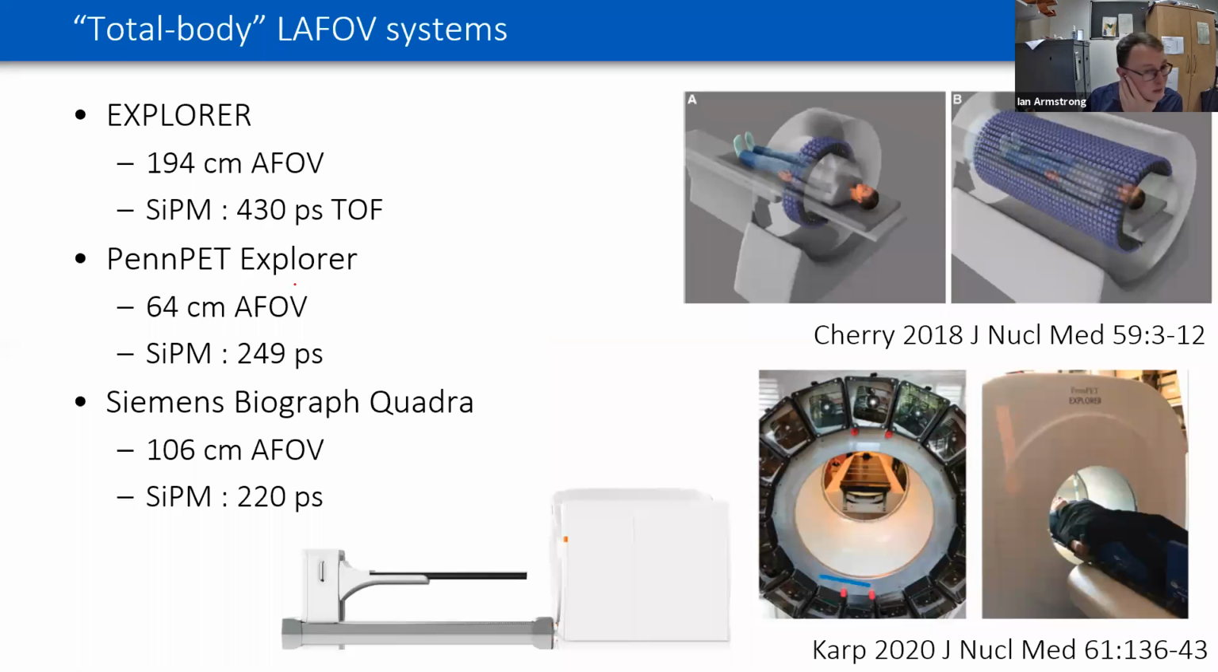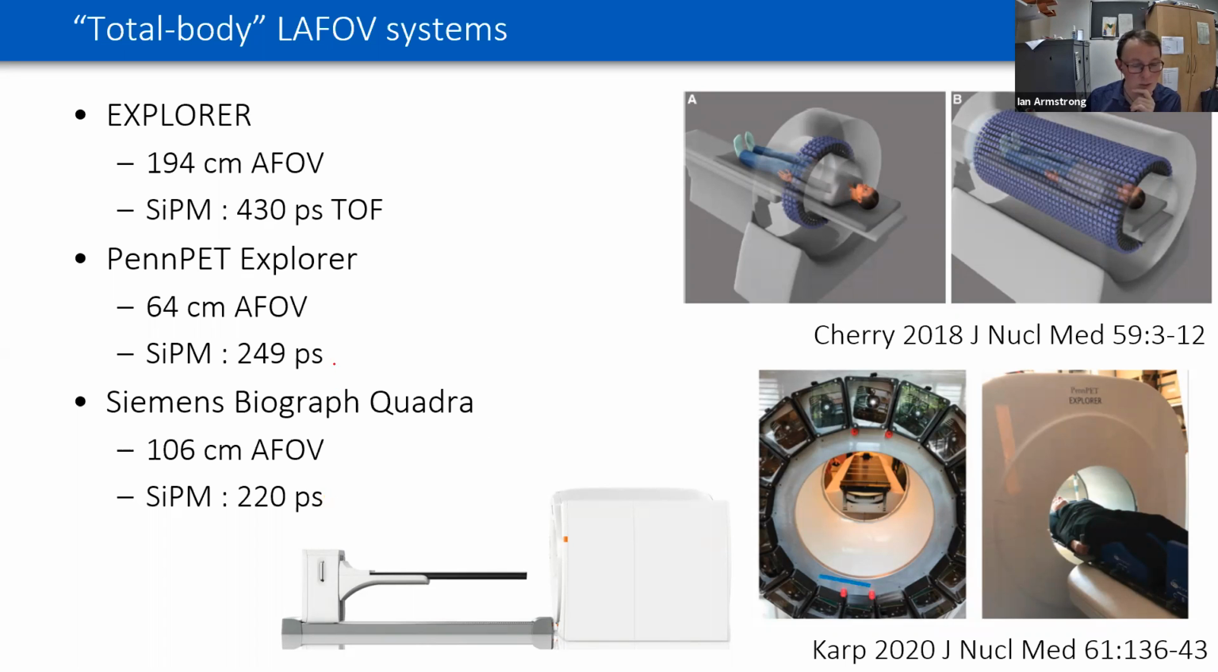We have also a system in Pennsylvania University, which is actually based on a modular design of the Philips Verios system with several of those detectors bolted together to give a 64 centimeter field of view. And then finally, Siemens have just launched their Biograph Quadra, which is effectively 4 Biograph Visions bolted together.